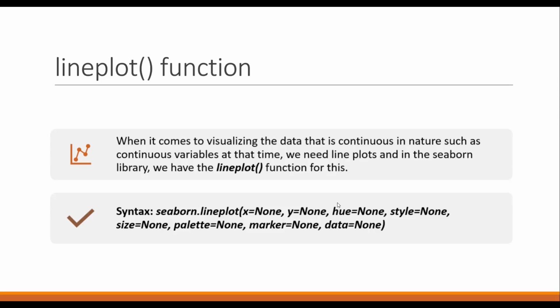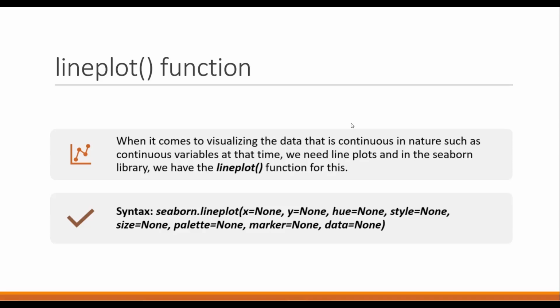The first two parameters are x and y. These are the data points that define the x and y axis location. The next one is hue. It is a grouping variable that produces a component with different colors. The next one is size. It is also a grouping variable that produces a component with different sizes.